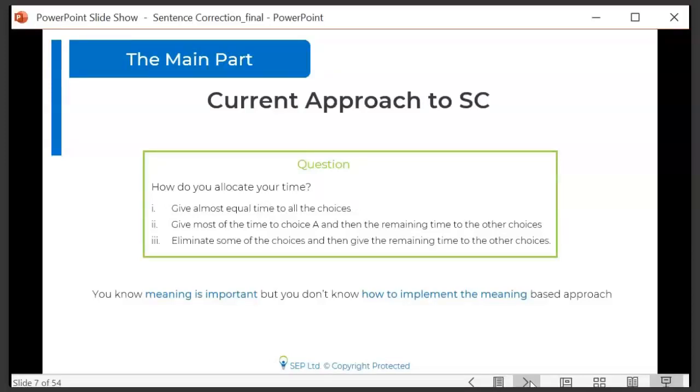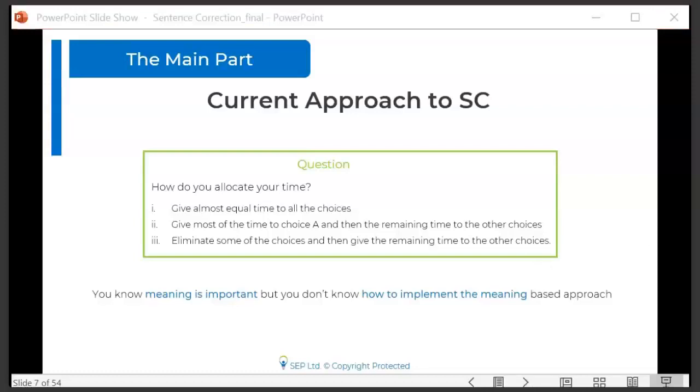It will be less to learn concepts, because that you will do in your good time. More importantly, that which you know, that meaning is important on GMAT SC questions, but how to implement that meaning-based approach. All right. So let me just ask you a simple question.